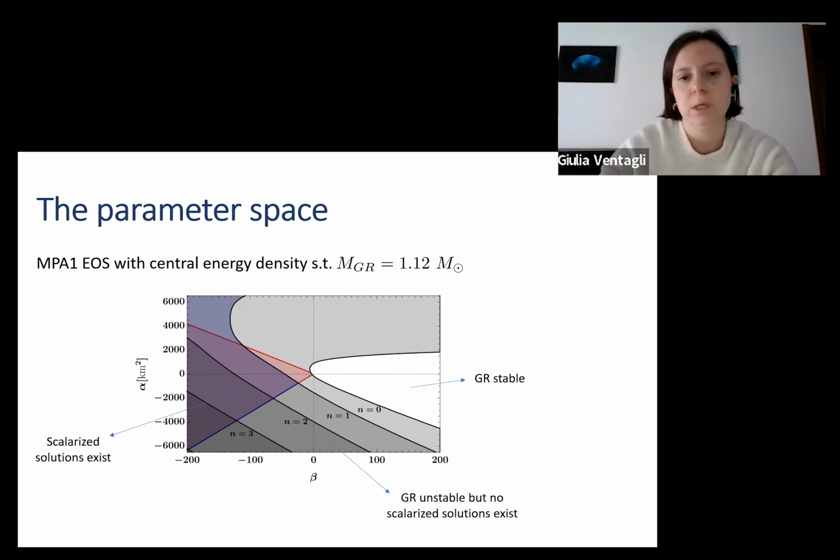But already here we can see that the parameter space can be constrained from this analysis, especially if we look at this gray region. We know that this gray region, GR, is not stable, so there is an instability and scalarized solutions are preferred to the GR ones, but at the same time the full system of equations does not have a solution, either because the initial conditions are not satisfied or because effectively we cannot find a solution that goes to 0 at infinity. So we already know that points of the parameter space that belong to these two regions need to be discarded.